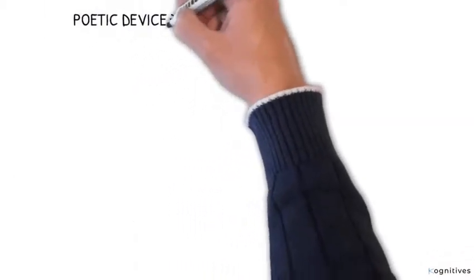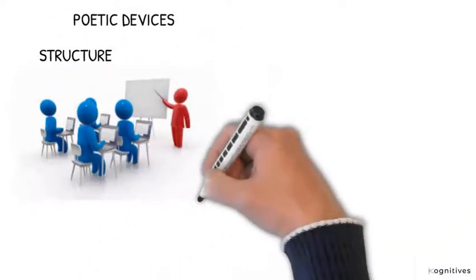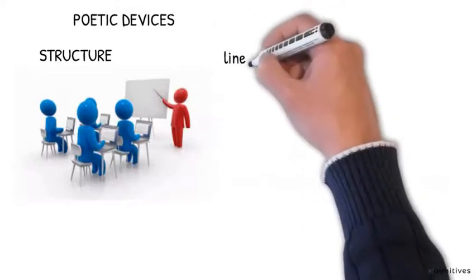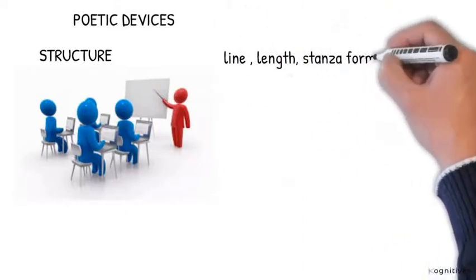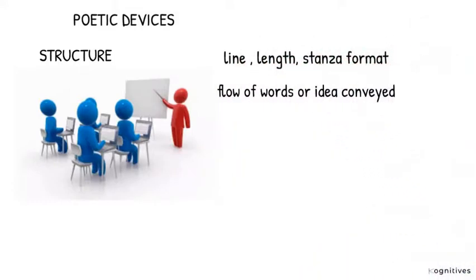Some poetic devices. Some poetic devices include structure in poetry. Now, by structure in poetry, we mean the way the poem is presented to the reader. This could include technical things such as the line length and stanza format, flow of words, or idea conveyed.